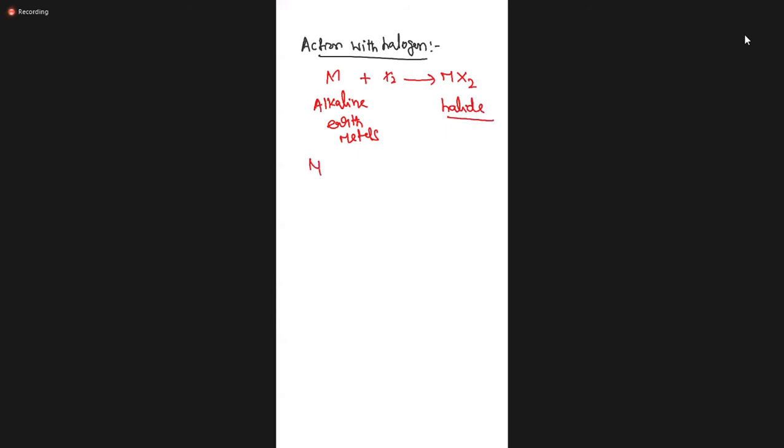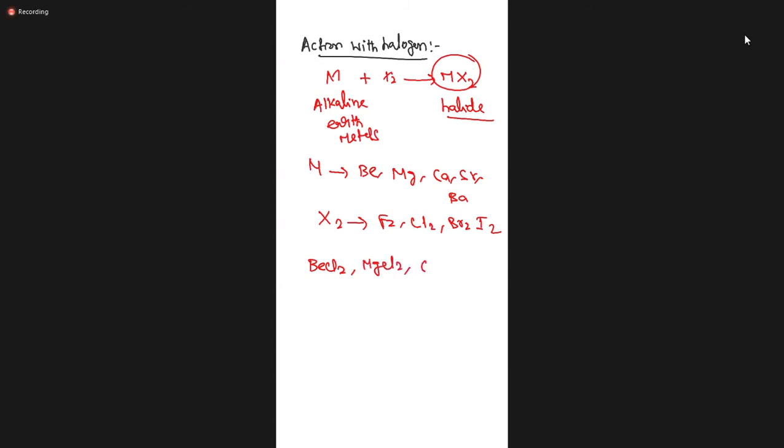Here M means beryllium, magnesium, calcium, strontium, barium. X2 means either fluorine, chlorine, bromine, iodine. So what type of halides will form? MX2 type of halides, meaning BeCl2, MgCl2, CaCl2, SrCl2 and BaCl2. This type of halides can form.